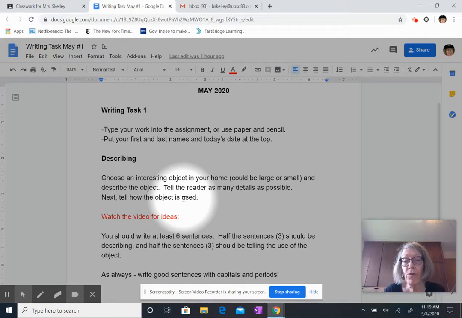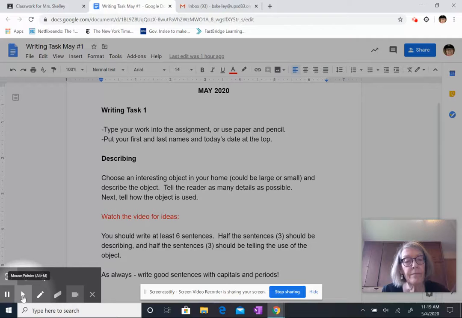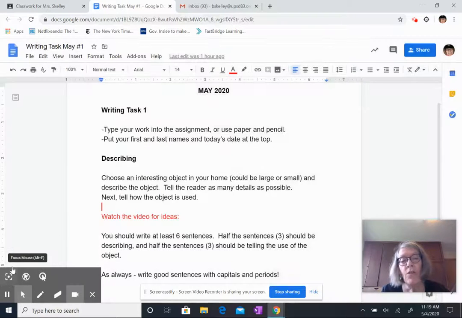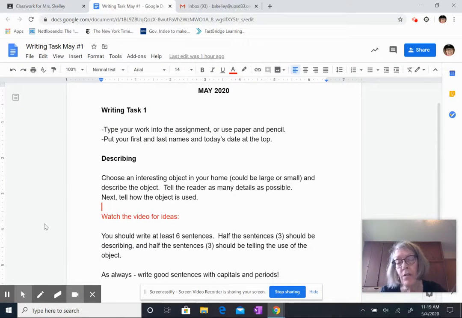So that's what you're going to do in today's brainstorm. You're going to choose an object in your home that will be easy for you to write about. You're going to spend half your paragraph telling what it looks like. Don't forget how tall it is, what color, any features. Then you're going to spend the second half of the paragraph telling what it does or how it's used.